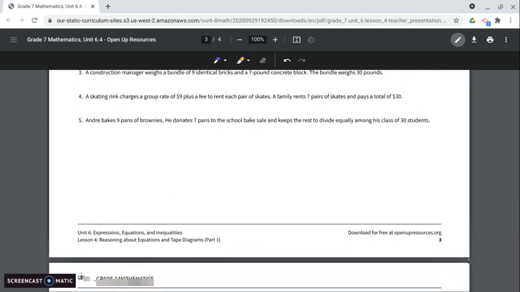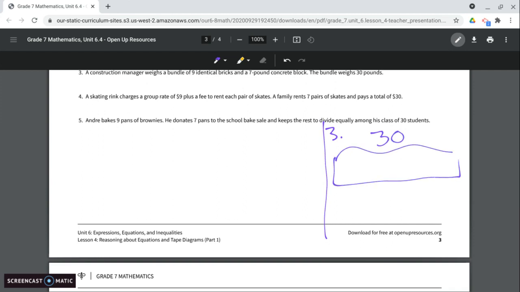All right, for number 3, a construction manager weighs a bundle of 9 identical bricks and a 7-pound concrete block. The bundle weighs 30 pounds. So I'm going to do number 3 down here. So we've got 30, once again, as our total, and we have 9 identical bricks. So 9 x's again: 1, 2, 3, 4, 5, 6, 7, 8, 9. And then our 1 box marked 7 pounds.